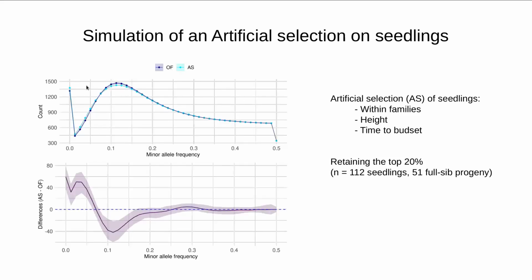So what we also wanted to do was to look at the effect of phenotypic selection. To this end, we used the seedling data. We simulated an artificial selection within each family, picking the tallest seedlings and those with the shortest time to bud set. We retained the top 20% of seedlings, and here you can see the difference between the artificially selected seedlings in very light blue against the entirety of the offspring in a darker blue. And there again, you have a small loss of genetic diversity with an increase of the rarest alleles.